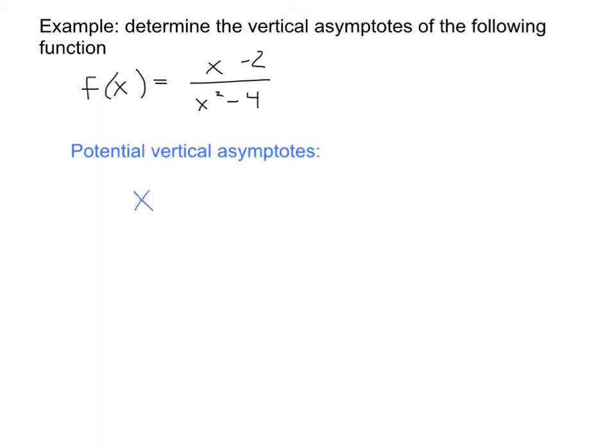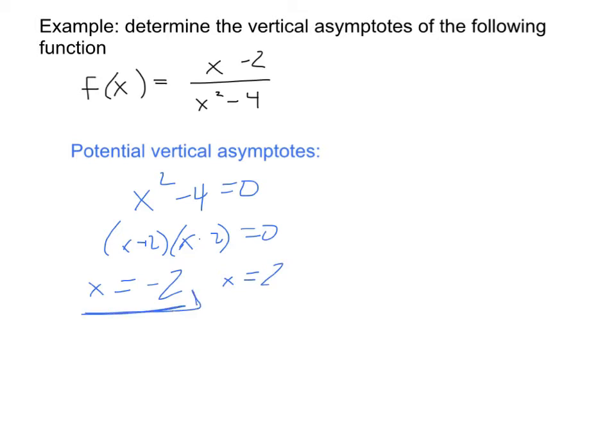That will be when x squared minus 4 is equal to 0. I can factor that as x plus 2, x minus 2 equals 0. And that basically means we have x equals negative 2, and x equals positive 2. These are my potential vertical asymptotes. They're not necessarily the vertical asymptotes, but these are the potential ones.